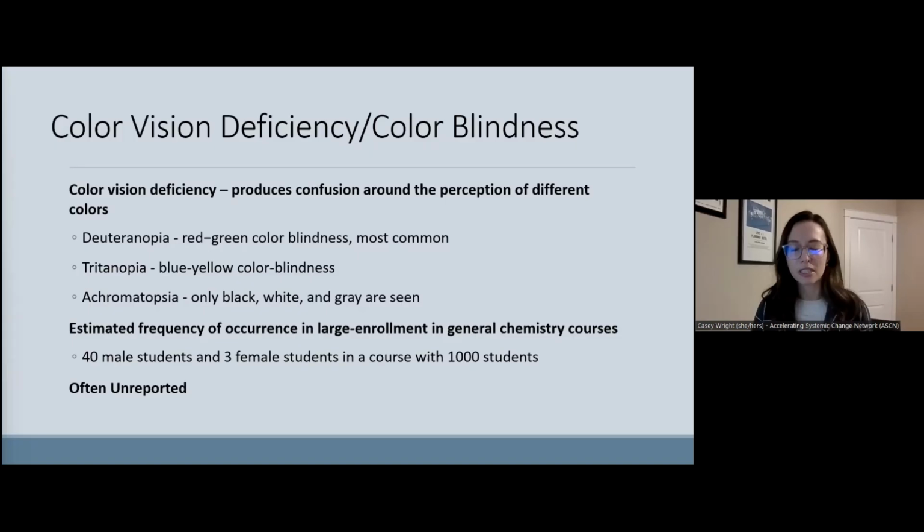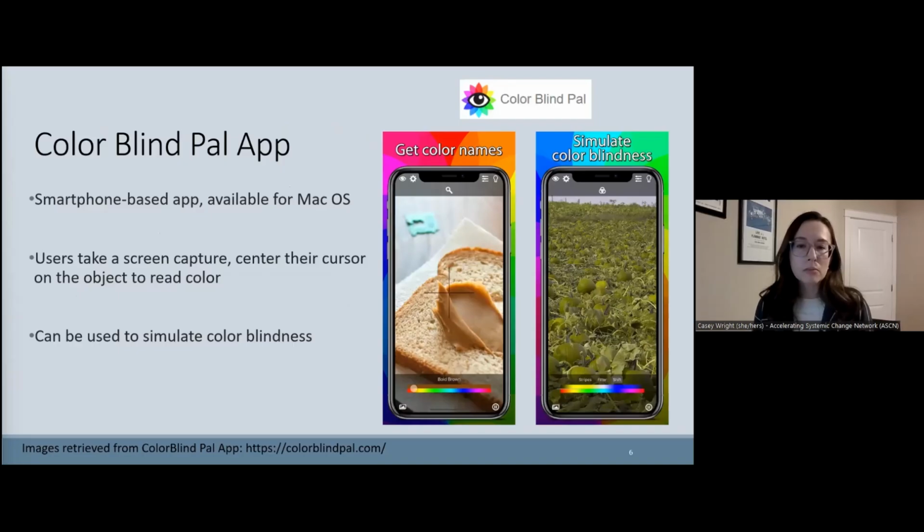But often they're just not even noting that. It can be particularly a problem, as we know in chemistry, because a lot of the observational work that we do in our general chemistry labs has to do with color. And so what we did to try to make our online lab more accessible to these students was we adopted an app technology called the Colorblind Pal app.